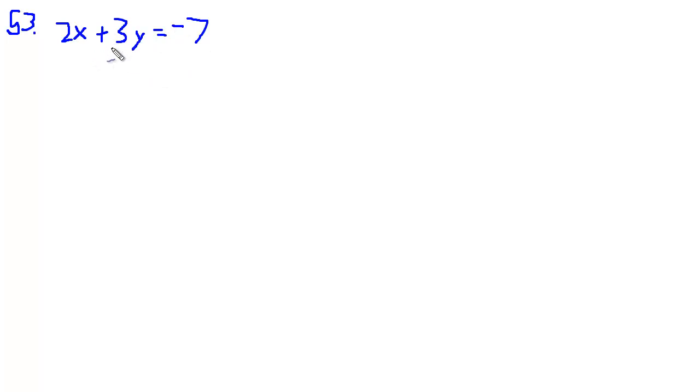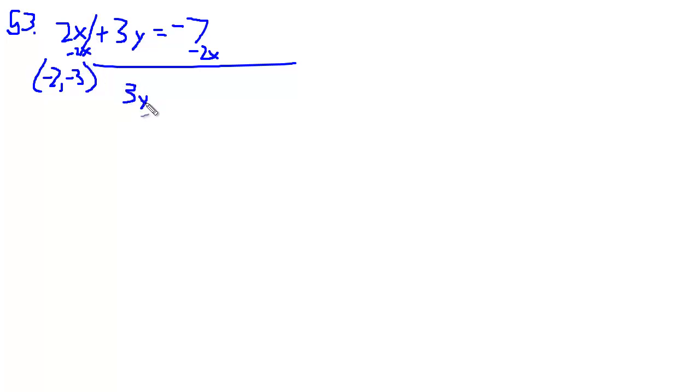2x plus 3y is equal to negative 7. And the point that we want to go through is negative 2, comma negative 3. So the first thing I would need to do is get the y by itself so we can see what slope we've got to be parallel to. So I'm going to subtract the 2x from both sides. This gives me 3y is equal to negative 2x minus 7. Divide everything by 3.